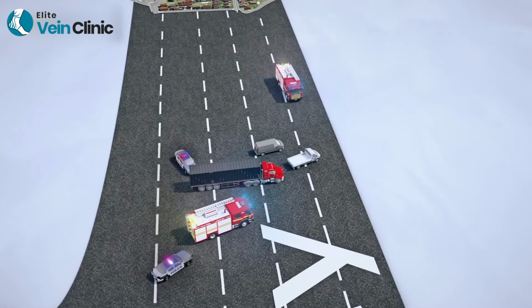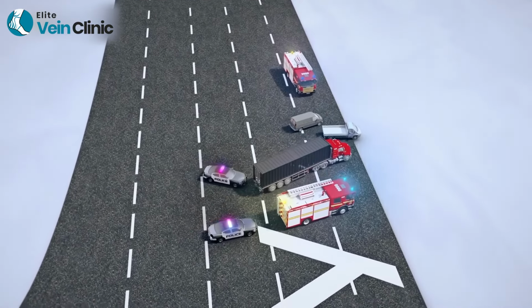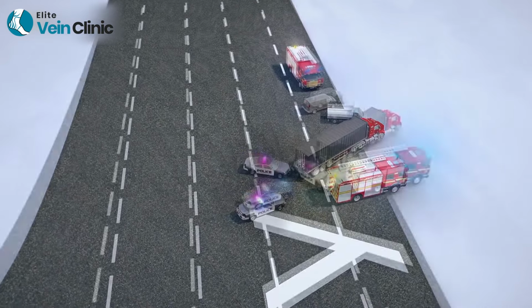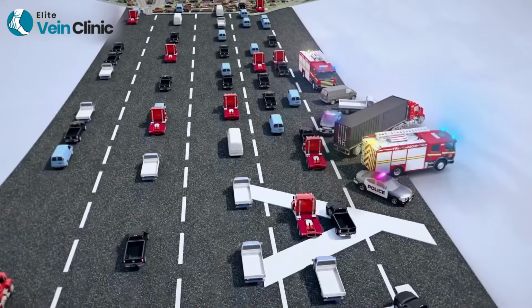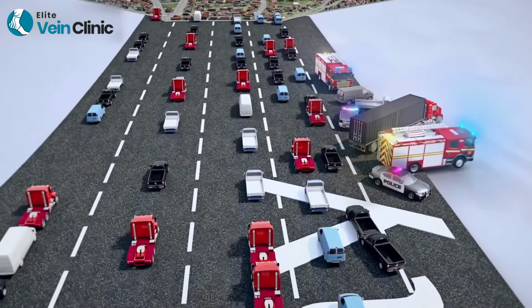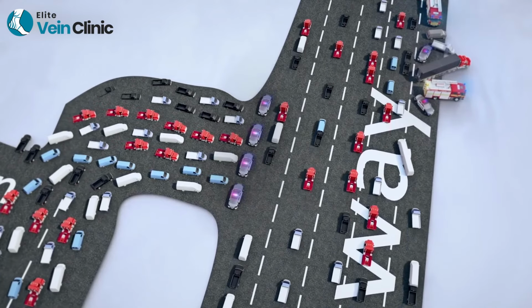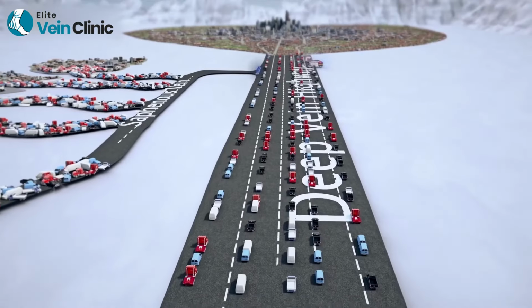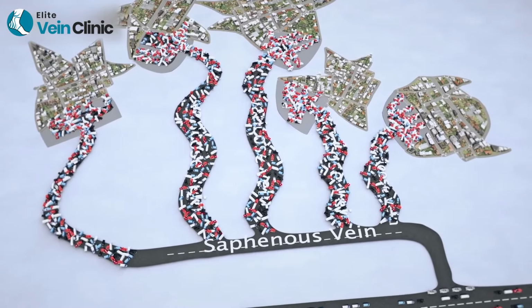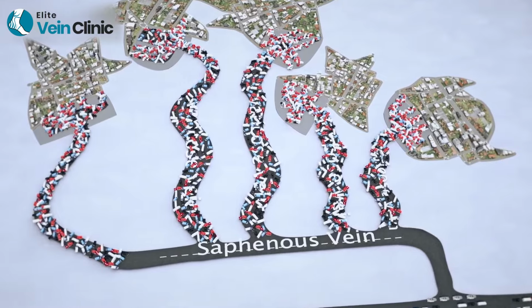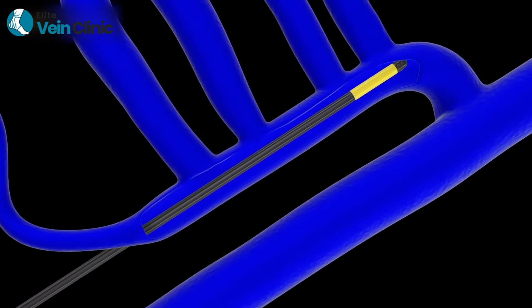There are two ways to fix the problem and redirect all of the cars back in the right direction. The first is to open more lanes on the highway. We widen the deep vein highway by performing deep vein procedures. But widening the highway is often not necessary. The second way would be to close saphenous street. When saphenous street is closed, all of the traffic remains on deep vein highway. This relieves the pressure on varicose vein streets and spider vein driveways. Closing saphenous street is the essence of superficial venous treatment.